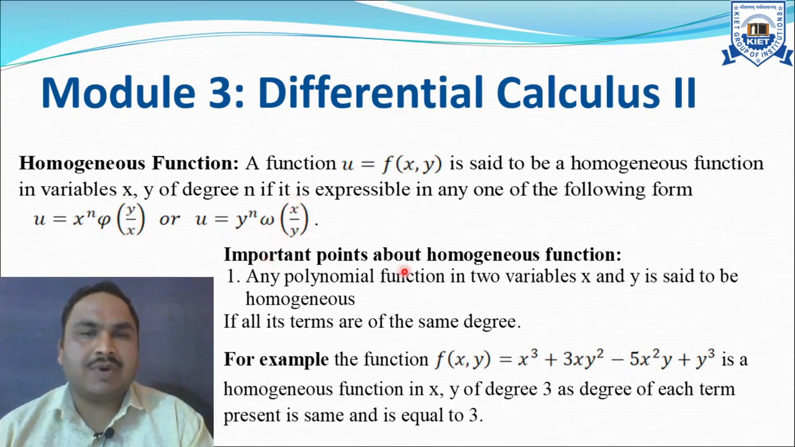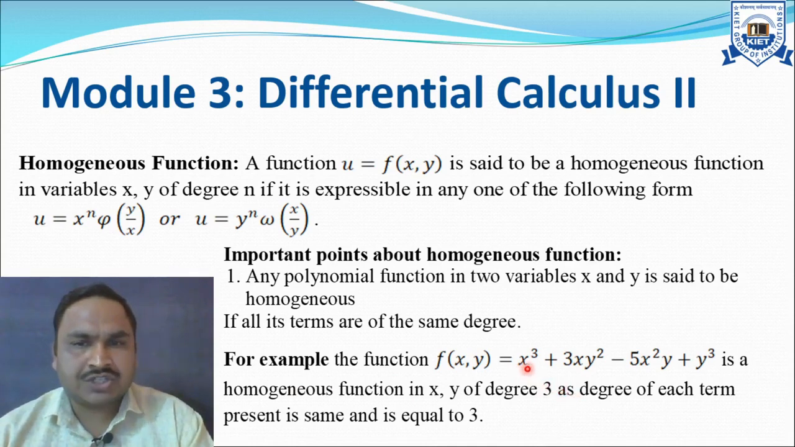Some important points about homogeneous functions. Any polynomial function in two variables x and y is said to be homogeneous if all its terms are of the same degree. For example, the function f(x,y) = x³ + 3xy² − 5x²y + y³ is a homogeneous function in x, y of degree 3, as we observe that the degree of each term, first, second, third and last, is exactly 3.